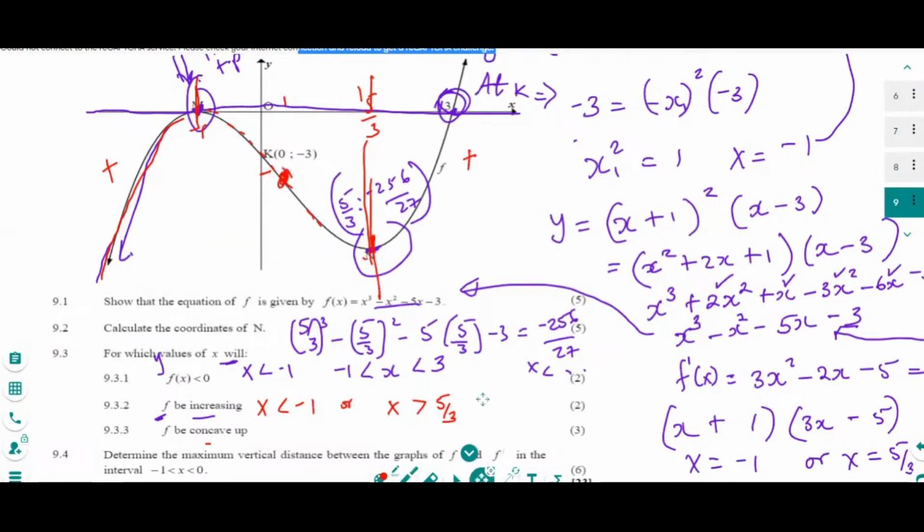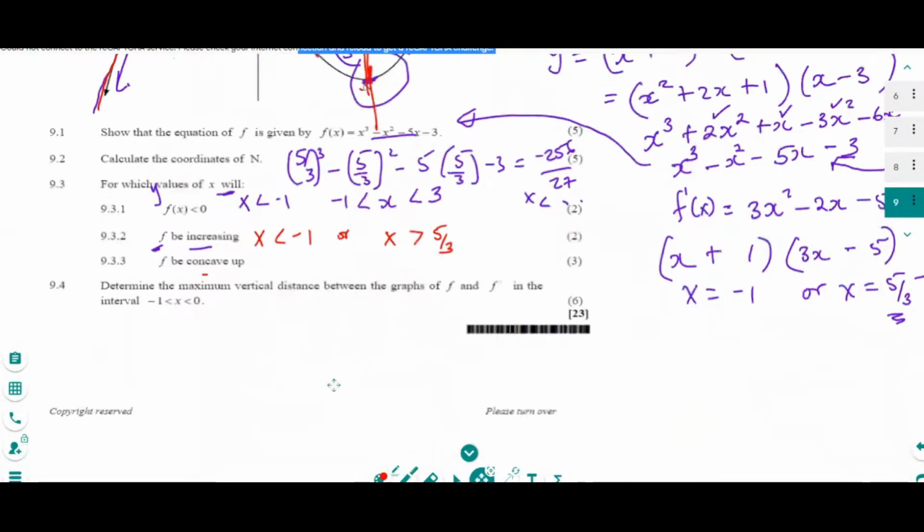Alternatively, for concavity especially, we normally take the second derivative. And we say second derivative of x. Our first derivative was 3x squared minus 2x minus 5. So the second derivative is going to be 6x minus 2. If it's concave up, we use the inequality sign of greater than 0. Move the 2 to that side, which means x must be greater than 1/3.